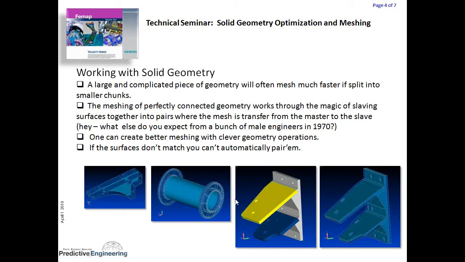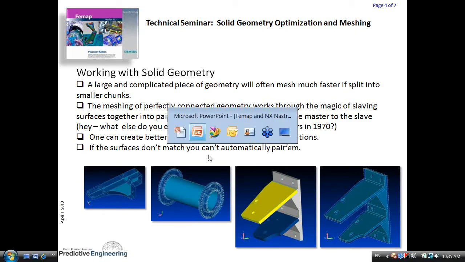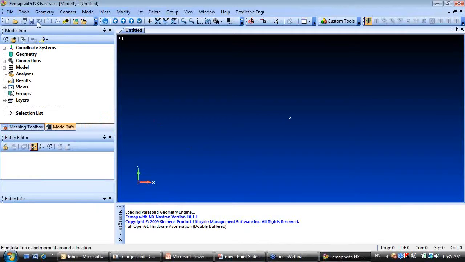And this is what we're going to start out with. I'm going to just do something simple and show how to work with solid geometry, what it means to slice it up, and master and slave components, and we'll finish up with this component right there. And the magic of slaving surfaces together. This always struck me as a very odd terminology, master to slave, where it came from. But it's been in the FEA jargon for so many years, I don't think it's ever going to change. And better meshing with clever geometry operations. And that's just it. FEMAP is based on the Parasolid geometry kernel. It can do a lot. Okay, enough talking. Let's do something.